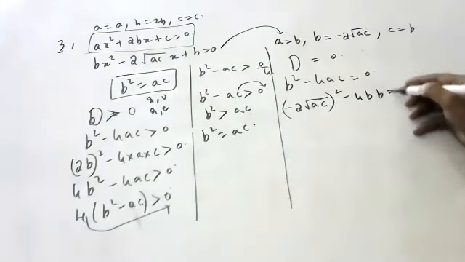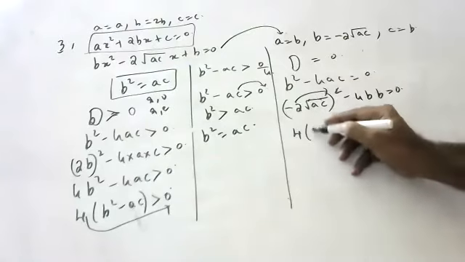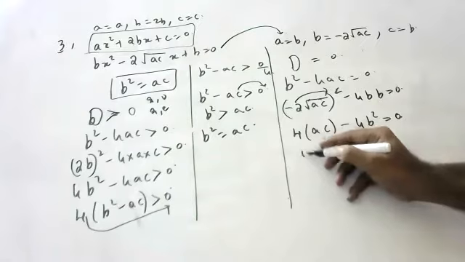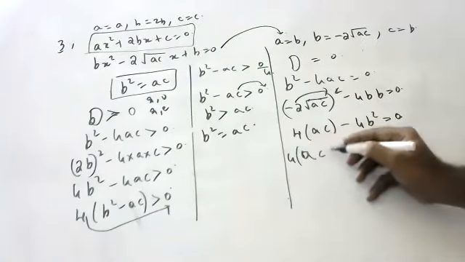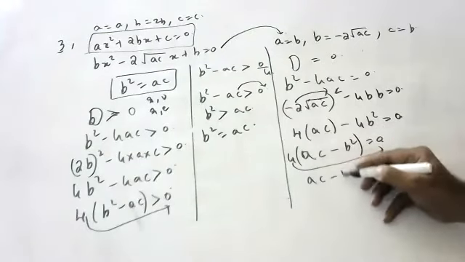B into B is equal to 0. Very good. Minus 2 whole square is 4, root square cancels, so 4AC minus 4B square. 4 common: AC minus B square. 4 will go, so 0. So AC is equal to B square.